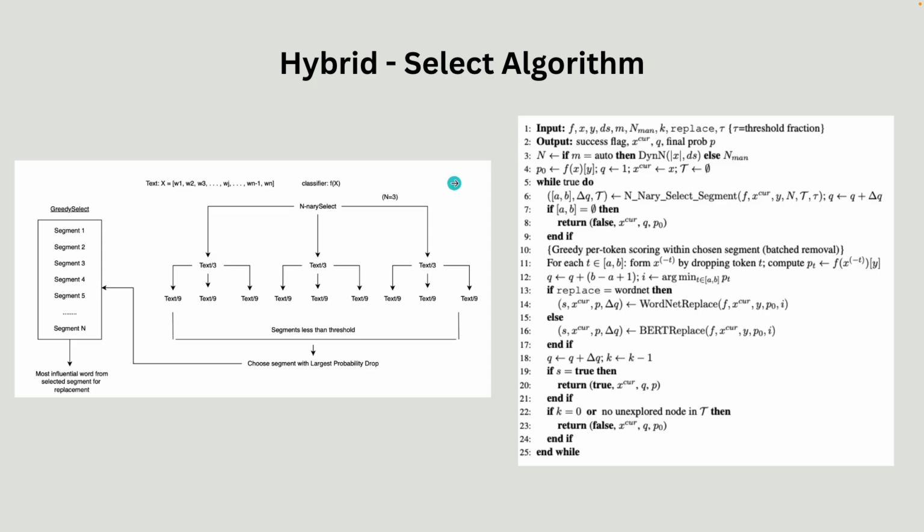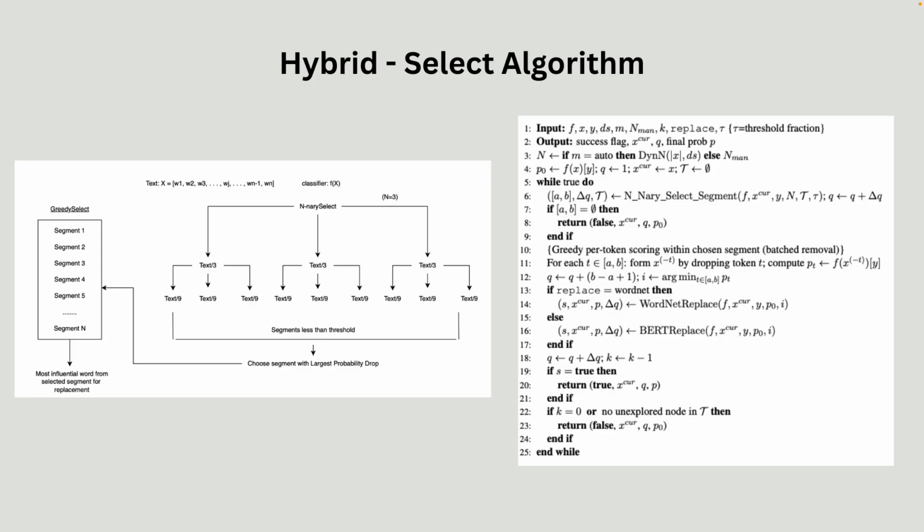So what happens here is that during n-ary select, it goes down until a segment reaches 10% length of the entire example. Once that segment is identified as the most important, it goes to the greedy select and tries to understand which word is influential by removing each word.